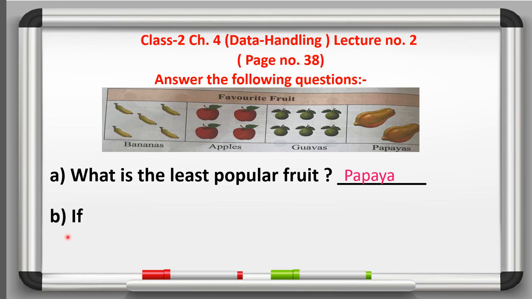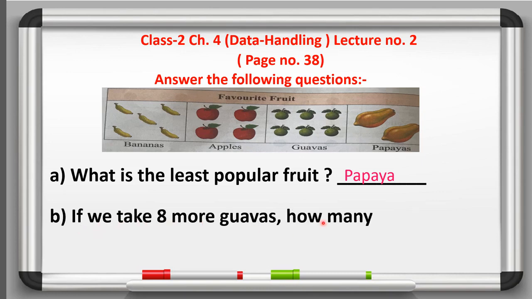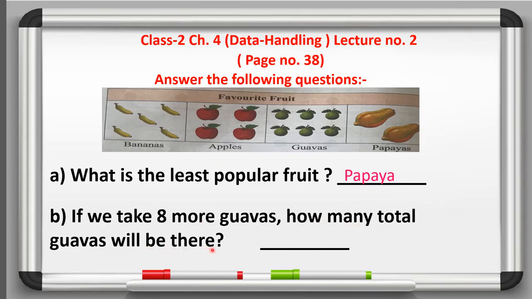Now B part. It is given if we take 8 more guavas, how many total guavas will be there? So here beta, first of all we need to count the number of guavas given here, and here we have given 6 guavas, and if we take 8 more guavas, how many guavas will there be in total? So here we need to add 6 plus 8. So first of all we will write 6 plus 8 and that is equal to 14. So here we will write 14.